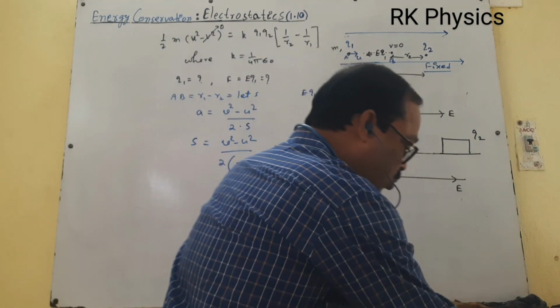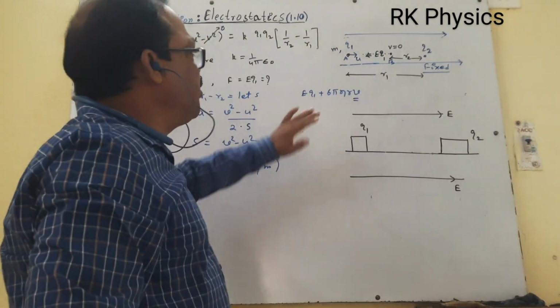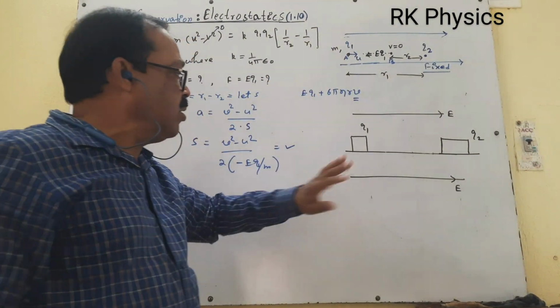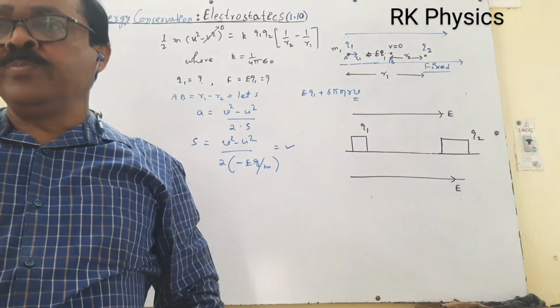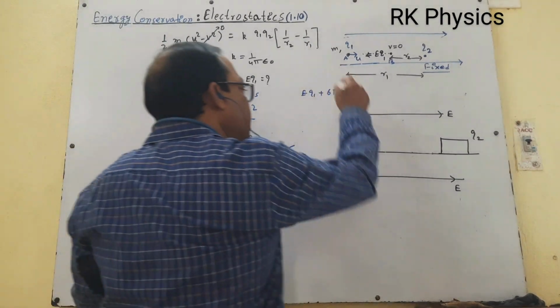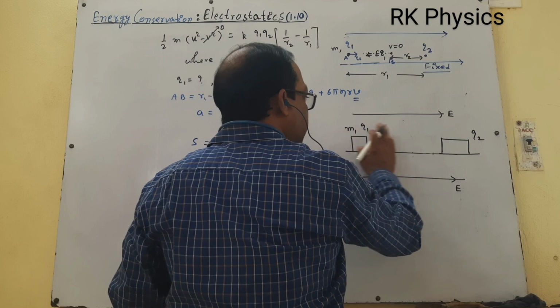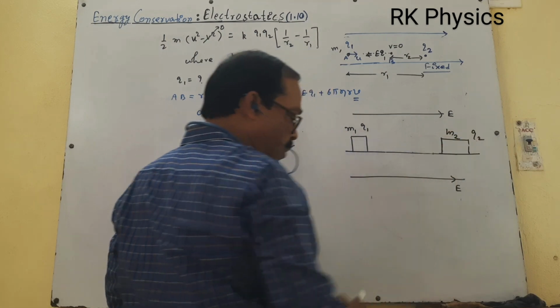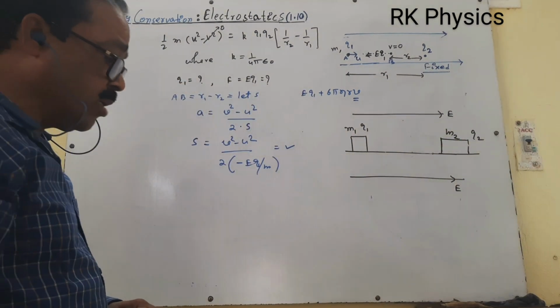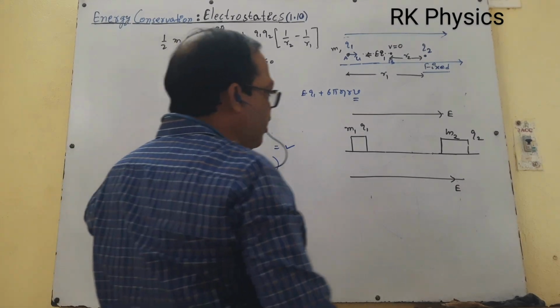Similarly, you come to the second figure. Suppose instead of a charge moving, I am taking a block. This block has mass m1 and charge q1. This is mass m2 and charge q2.